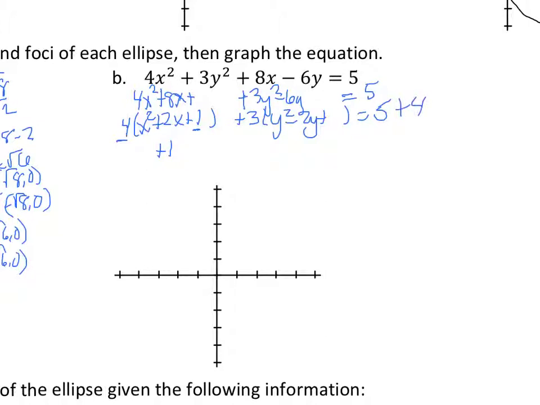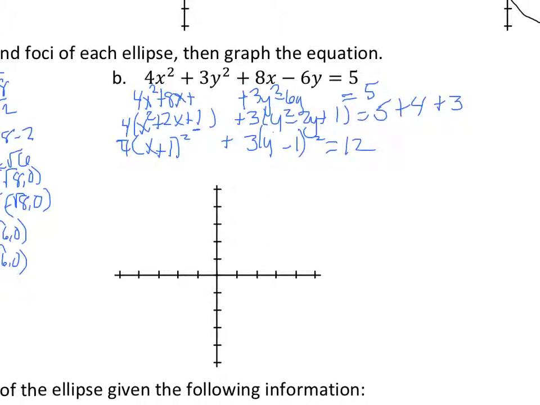Now let's go with our y's here. Half of minus 2 is minus 1. Minus 1 squared is 1, but what am I adding? 3. Very good. So now for my x's, I get 4 times x plus 1 squared. Again, that's why we write that down. Plus 3 times y minus 1 squared equals 12. Next step, divide by 12.